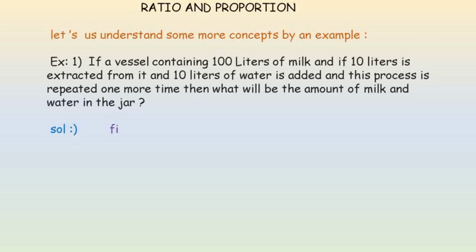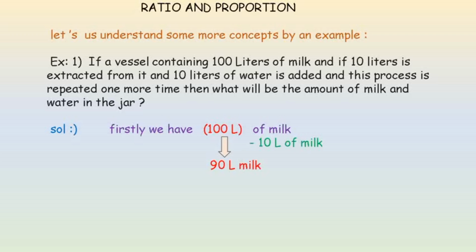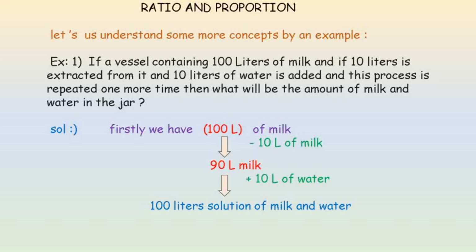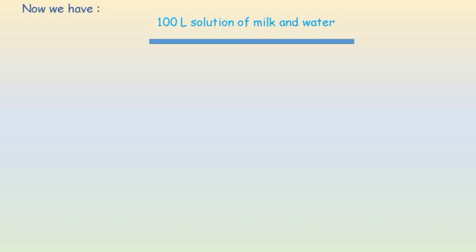Solution. Firstly, we have 100 liters of milk and 10 liters of milk is extracted, then we will have 90 liters of the milk and then plus 10 liters of water, then we will have 100 liters solution of milk and water. Now we have 100 liter solution of milk and water, and this solution will be in form of 90 liters milk and 10 liters water.